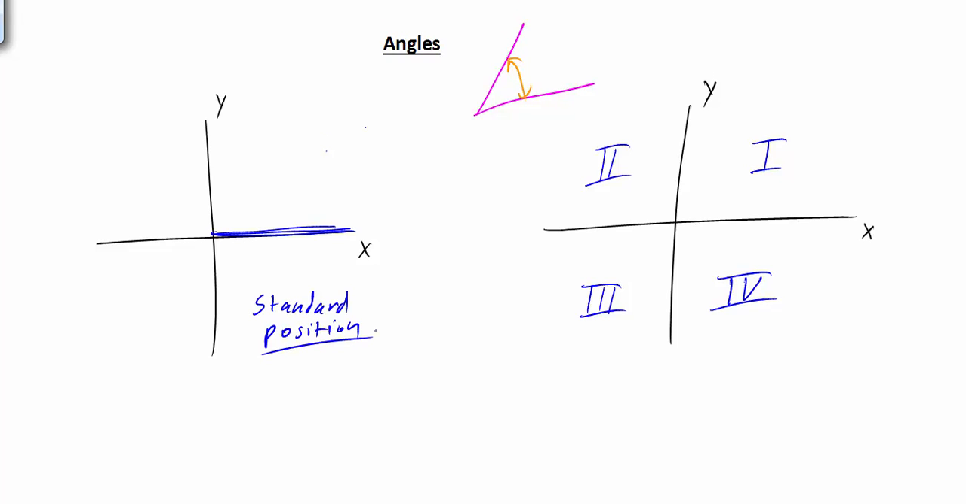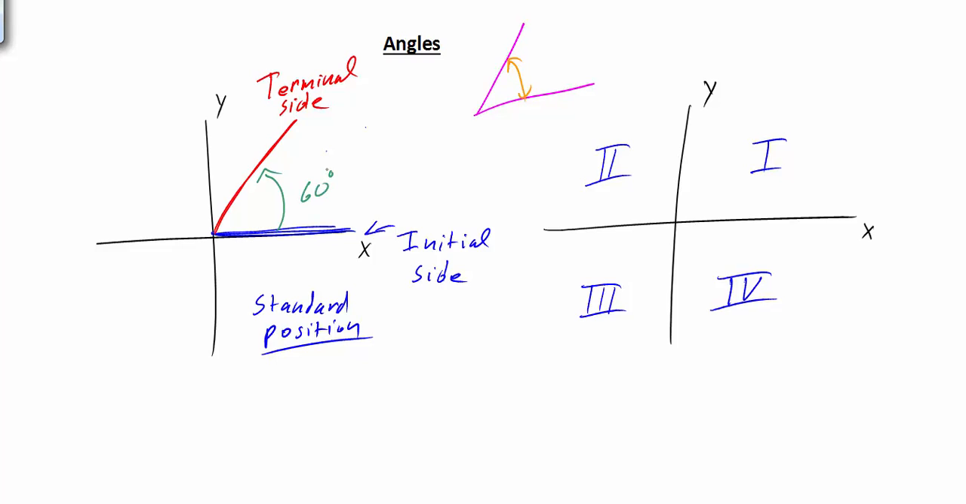Okay, so if you hear that term, if you're reading in your textbook when it says standard position, that simply means that you're starting, which this here would be the initial side, is going to be on the x-axis. And then, of course, your angle is going to rotate around to a terminal side, and of course, then this would be your angle. So, for example, this angle here might be about, we'll say, 60 degrees.